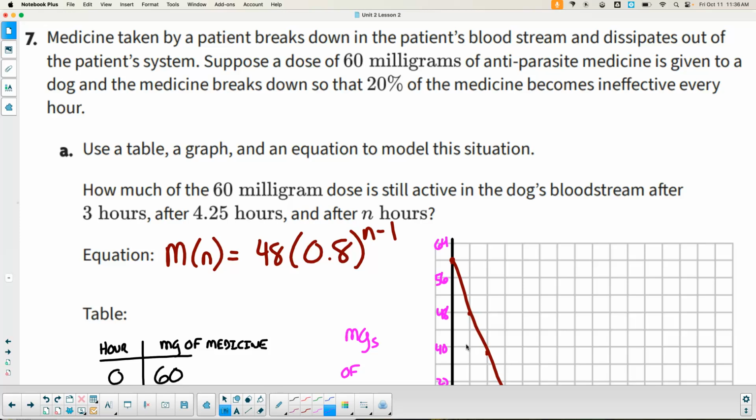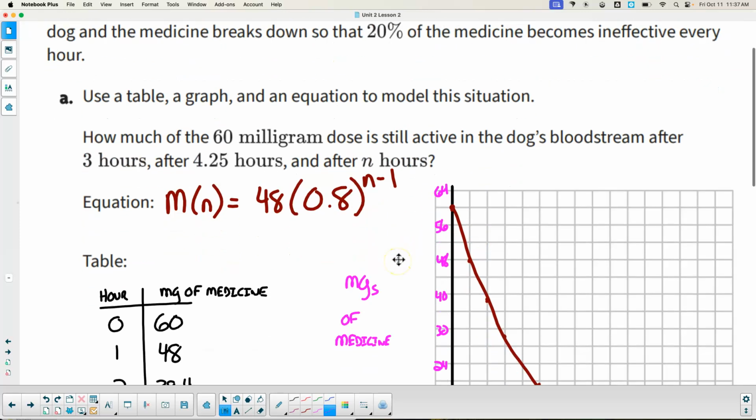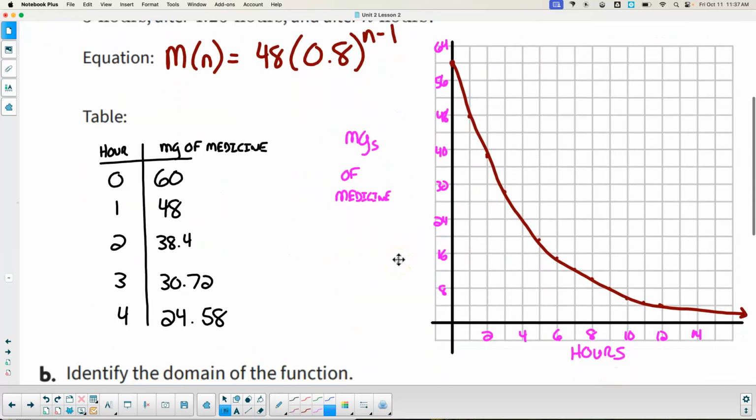So here is what number 7 then looks like. Okay? So it's a percentage problem, so that means that it's geometric. So the amount of medicine in the dog's system is decreasing by 20% every hour. So here is what the graph should look like.